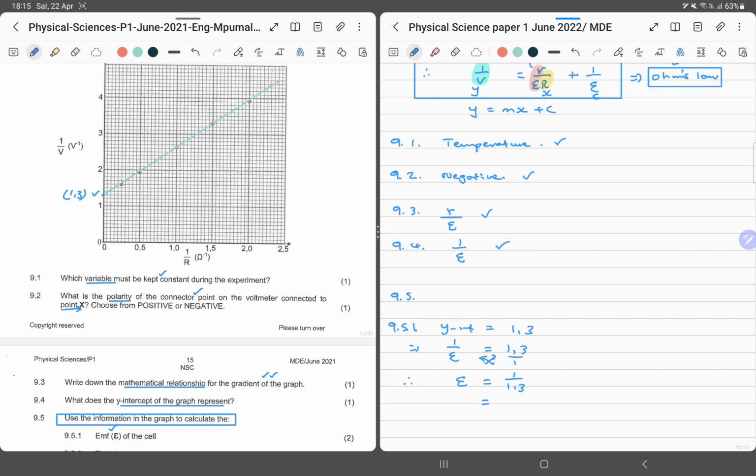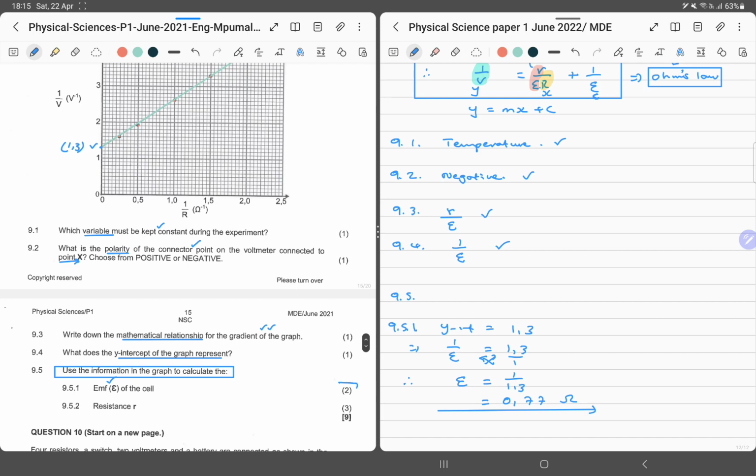Now this is 0.77. Remember, to 2 decimal places it is going to be 0.77 volts. All right. So you've got it, guys. Very easy. It looked a bit technical, but sometimes what guides you is the marks, that you don't really have to do too much. So I believe here is the correct substitution and the final answer, those 2 marks.